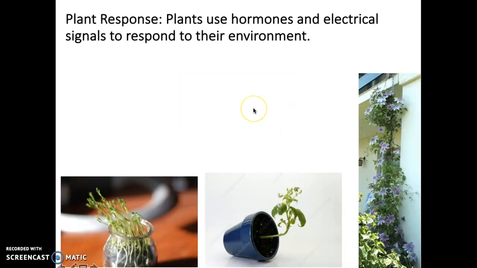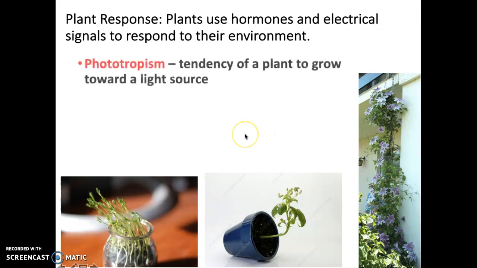So the last thing that we're going to mention is plant response. So this is the very last thing. This is the response in plants. And what you've got to know about plant response is that plants use hormones and electrical signals to respond to their environment. So yeah, plants don't really move, but rather they respond to stimuli around their environment. So there's 3 ways that plants do this.